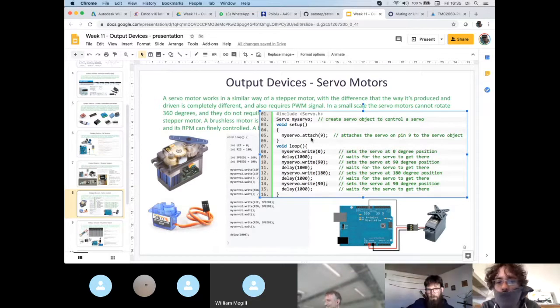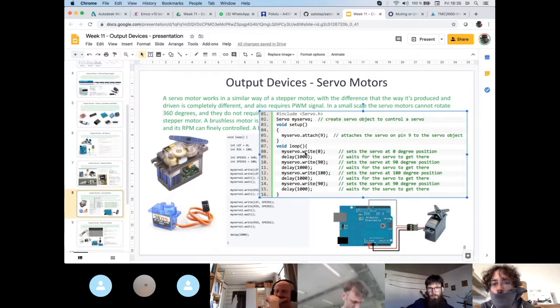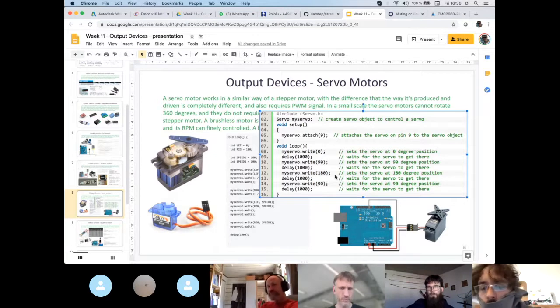In this case, when you write my servo.write 0, it is like you write a 1 millisecond pulse. When you write servo.write 180, you write a 2 milliseconds pulse. Actually, we have the possibility to also write directly these numbers by using the microseconds function.